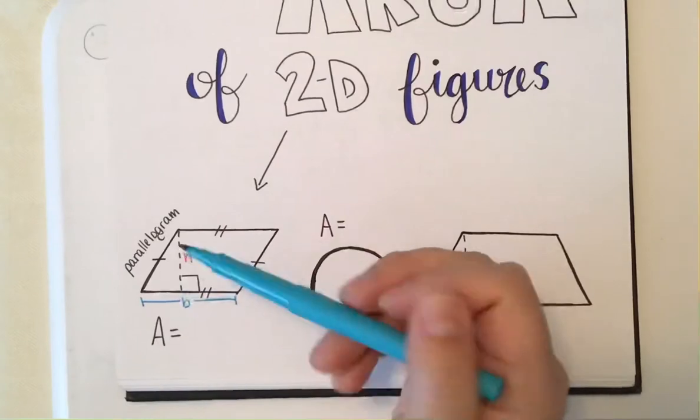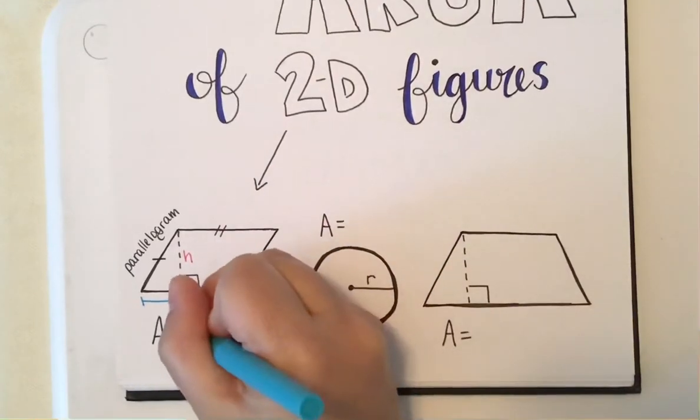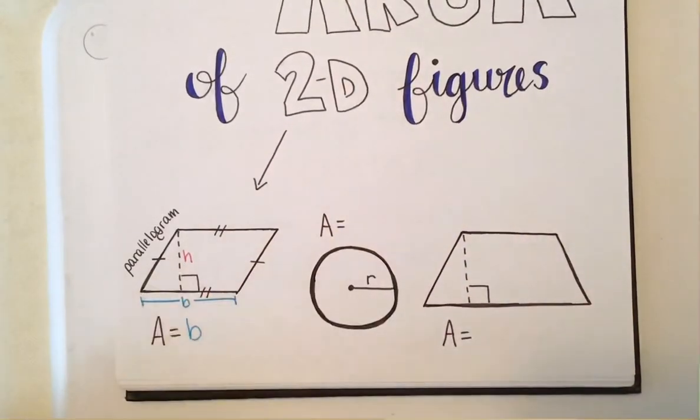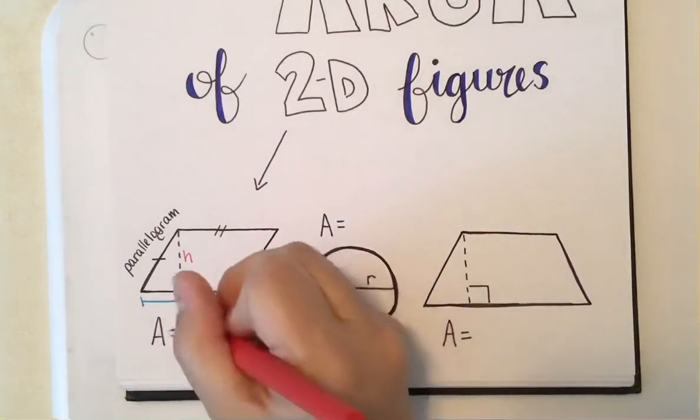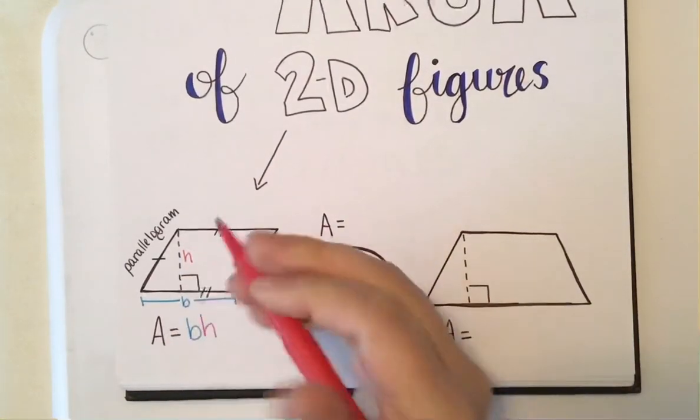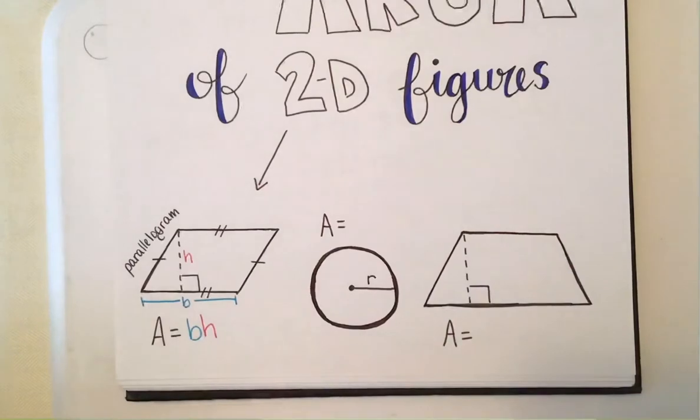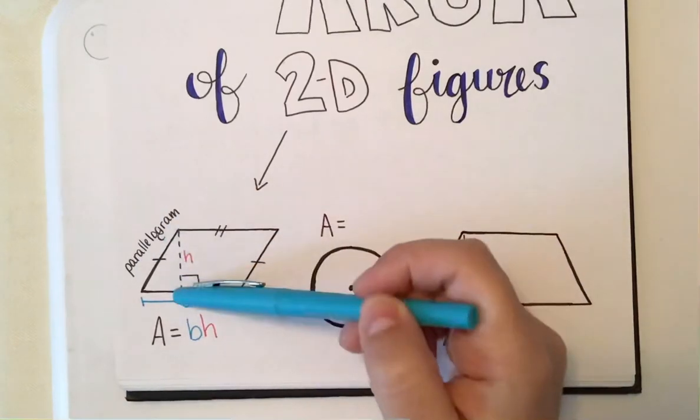Watch how easy this is. Area of a parallelogram is just base times height. That's it. Boom. There's nothing else to do. That's literally it.